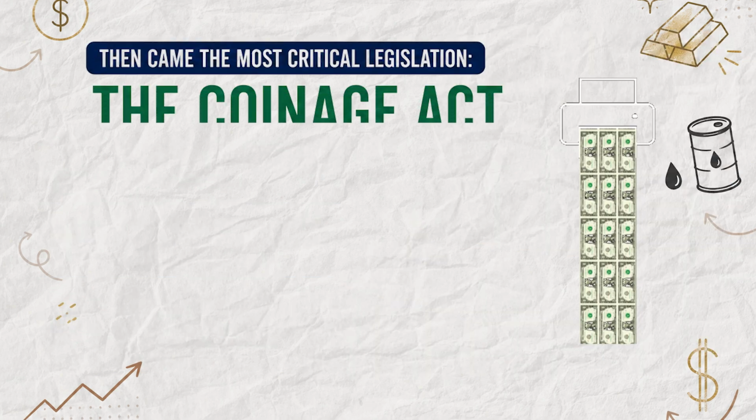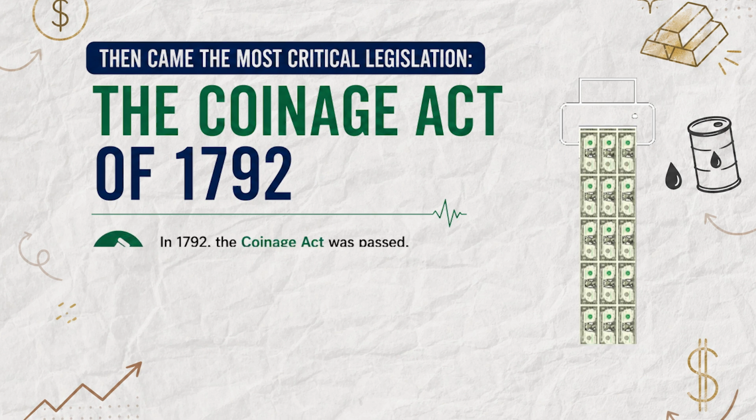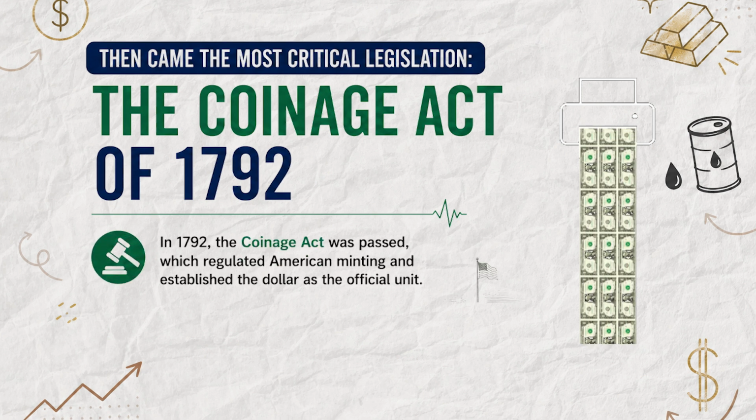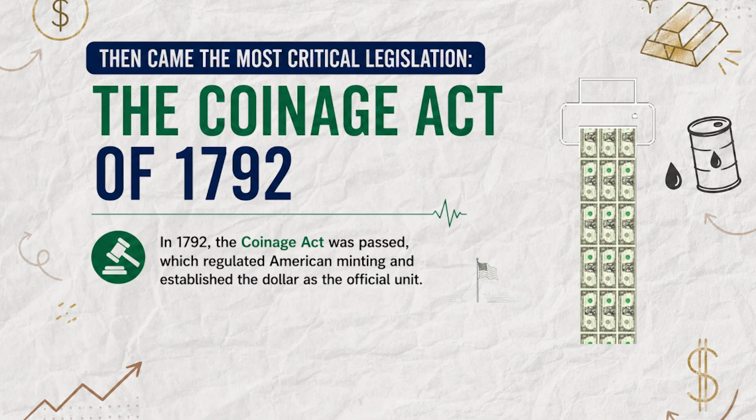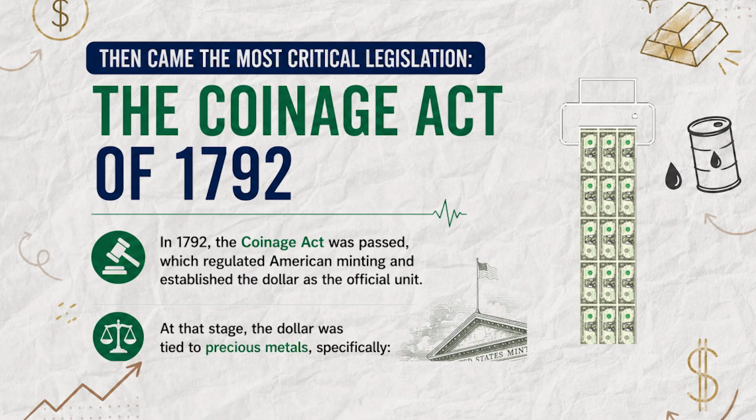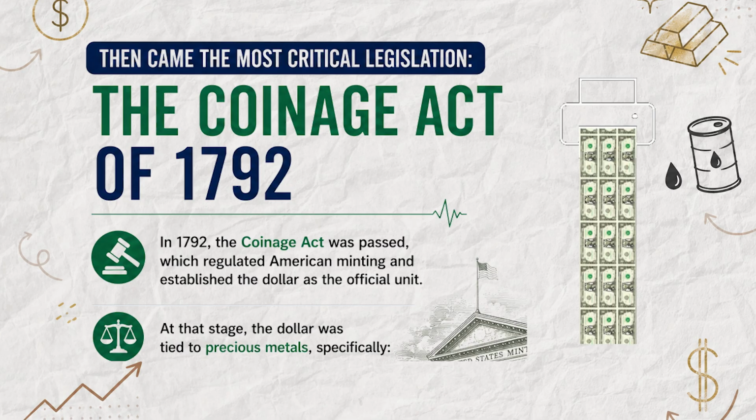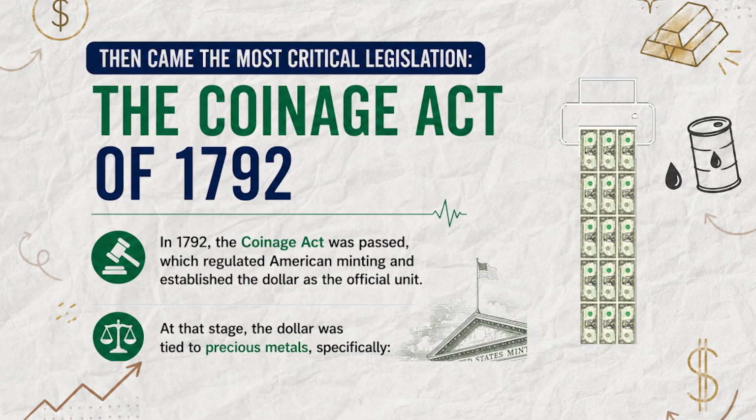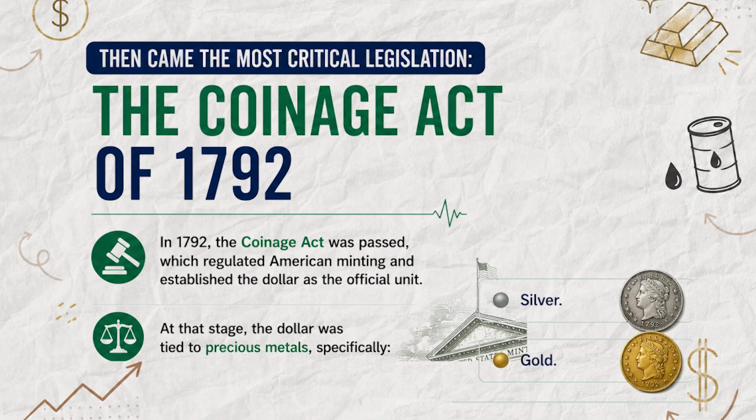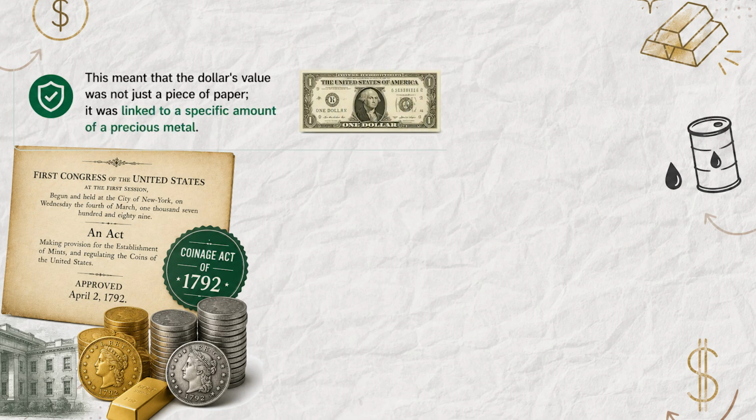Then came the most critical legislation, the Coinage Act of 1792. In 1792, the Coinage Act was passed, which regulated American minting and established the dollar as the official unit. At that stage, the dollar was tied to precious metals, specifically silver and gold. This meant that the dollar's value was not just a piece of paper. It was linked to a specific amount of a precious metal.